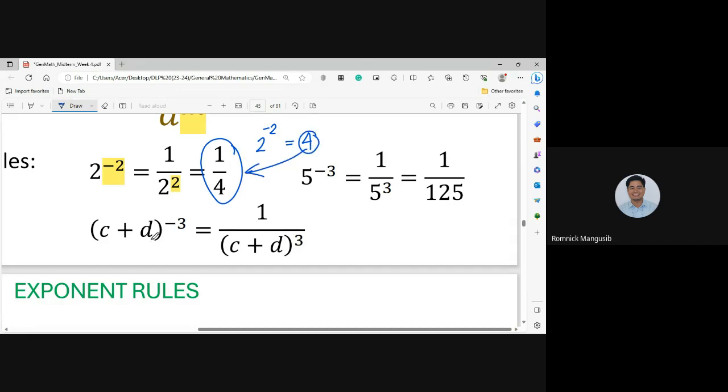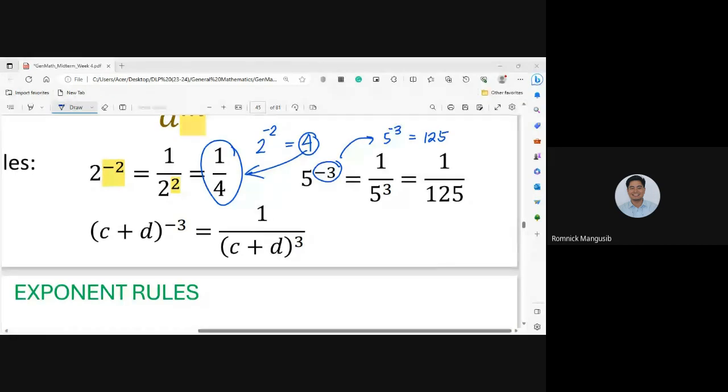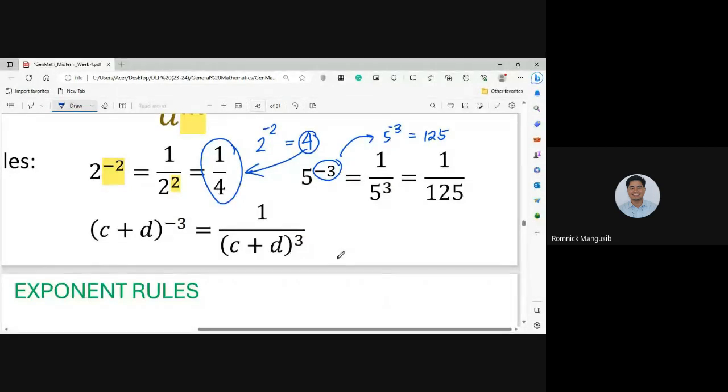Okay? Here, the exponent is negative 3, so magiging 1 over 5 raised to 3. Well, supposedly, the cube of 5 is really 125. So kung nilagyan mo ng negative sign si 3, that will become negative 125. Okay? Pansinin nyo yung mga exponent basta negative. Okay? Babantayan nyo yan. So, okay.